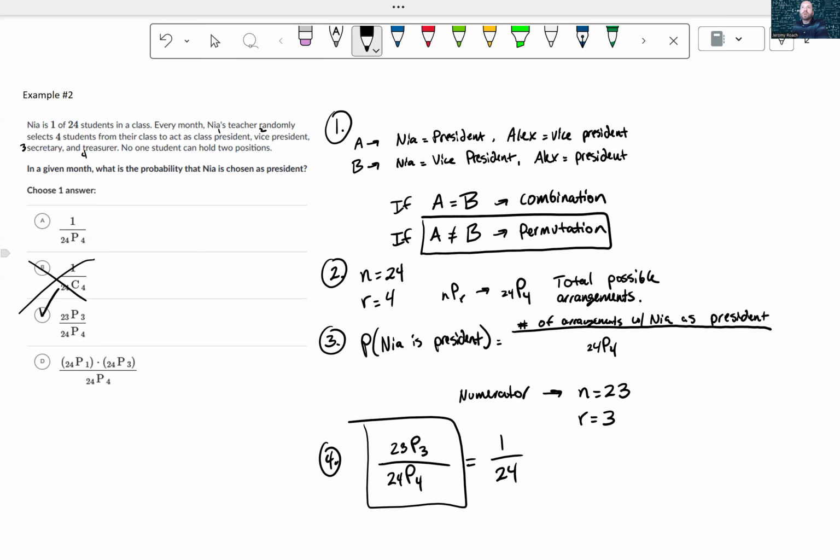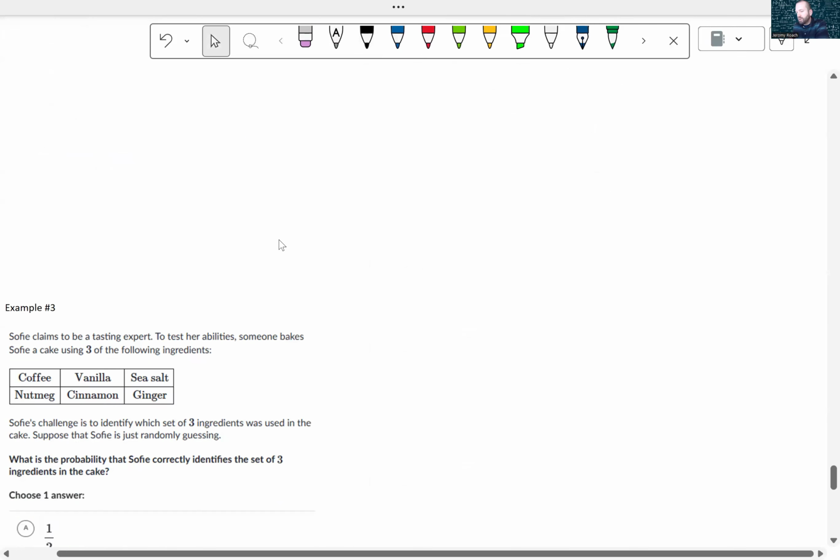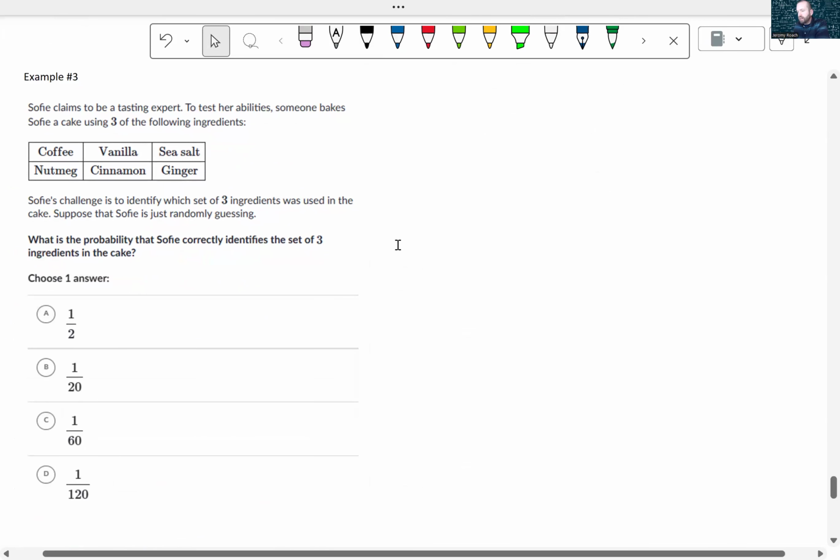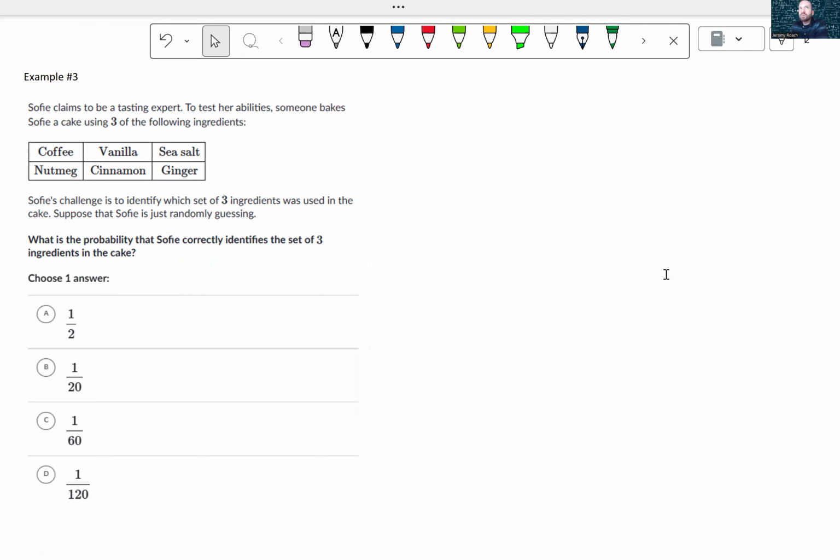Okay, there's a couple more. Looks like we have 2 more example problems left. Sophie claims to be a tasting expert. To test her abilities, someone bakes Sophie a cake using 3 of the following ingredients. So it looks like we have 6 ingredients total. Actually, first let's figure out if we need combinations or permutations. It says, what's the probability that Sophie correctly identifies the set of 3 ingredients in the cake?